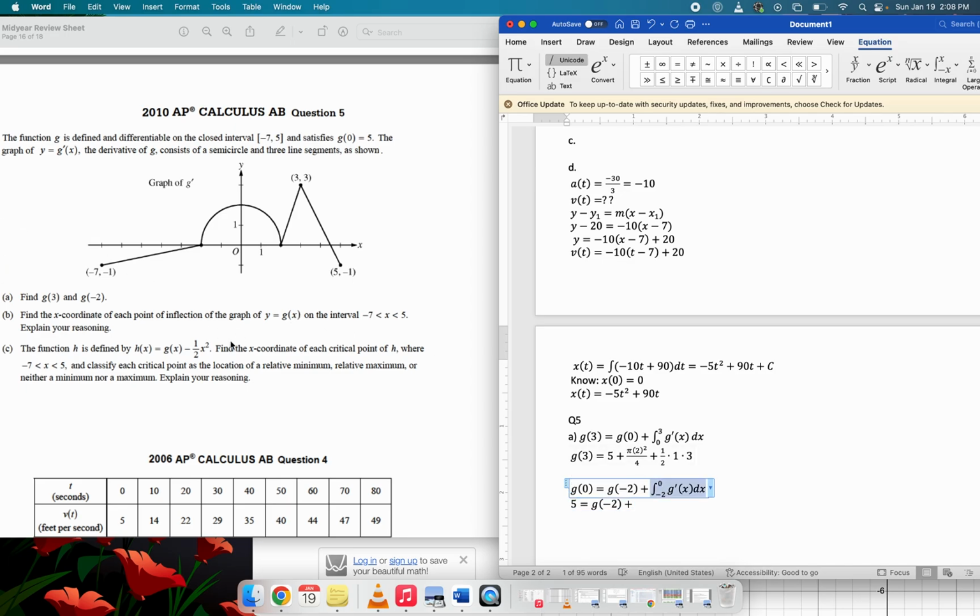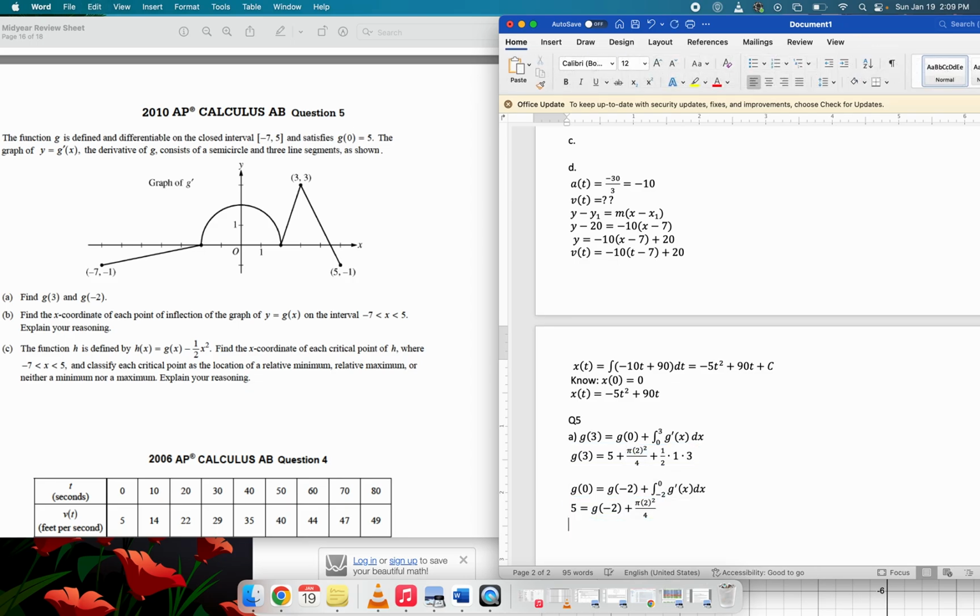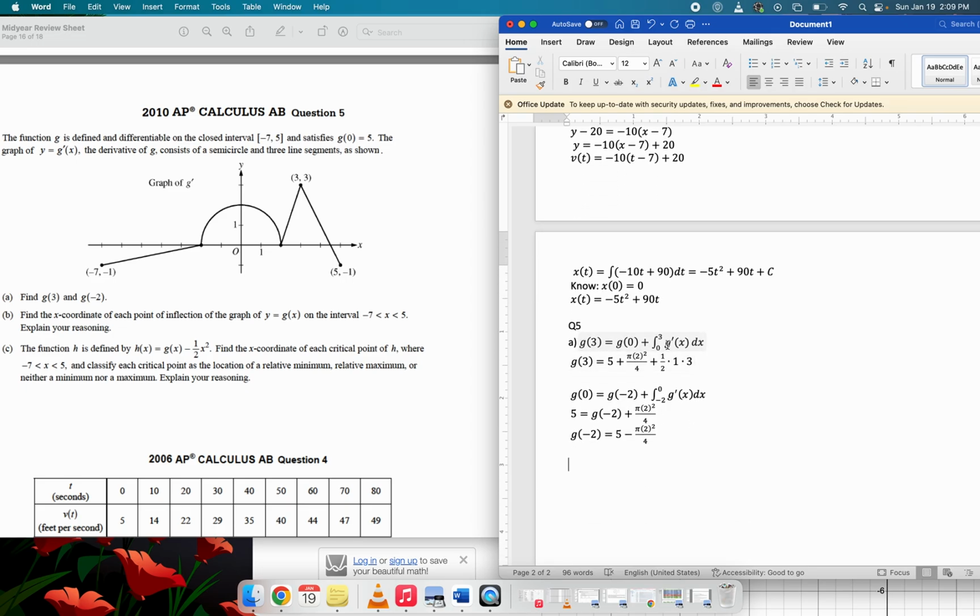What is that? So negative 2 to 0, that's just, again, the quarter circle that we found in the previous problem. That's just this guy right here. Just do a little copy paste. Look at that. Okay, so I guess g of negative 2 is therefore just 5 minus that guy. Cool, all done. Moving on, part B.